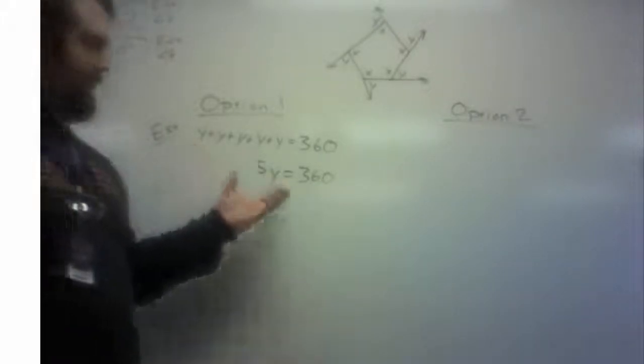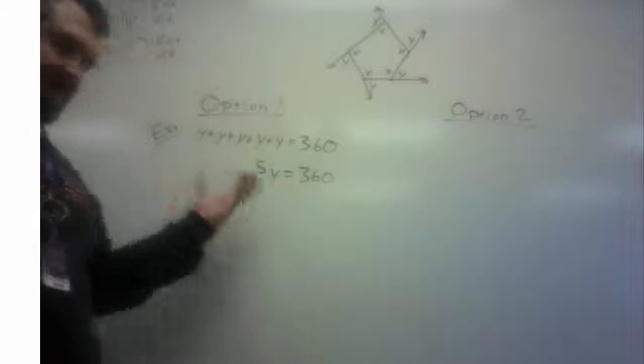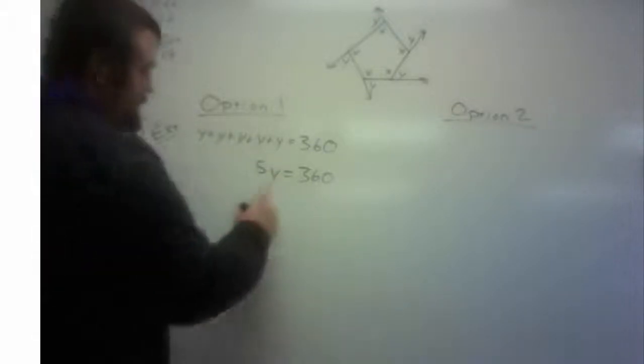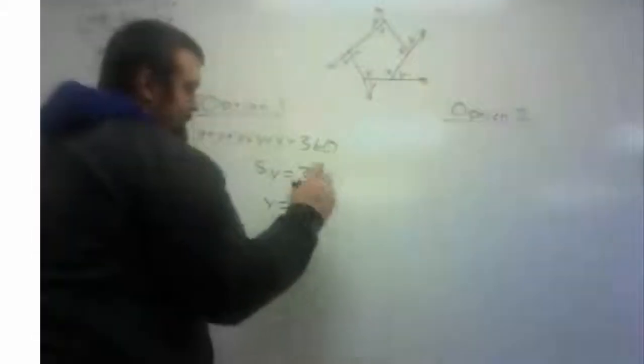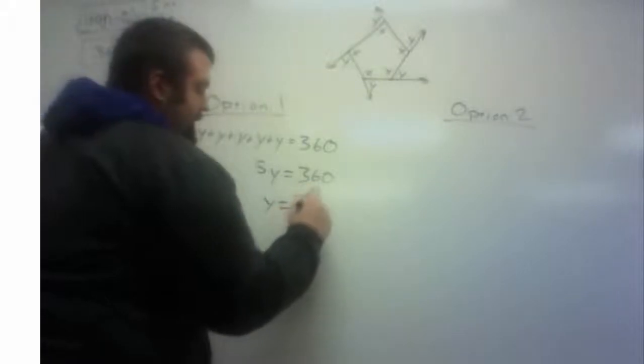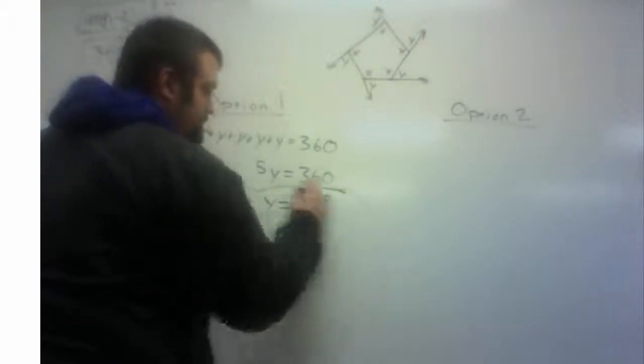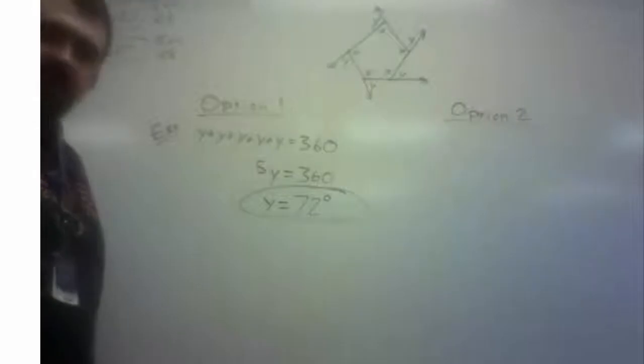So if I want to find each of them, all I have to do is take 360 divided by the number of sides. Y equals 72. Each exterior angle is 72.